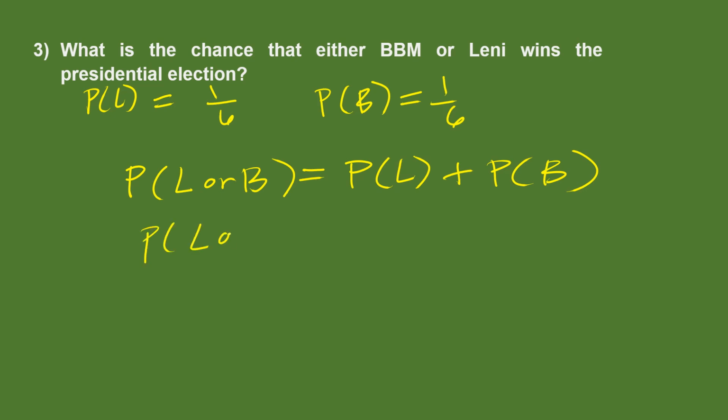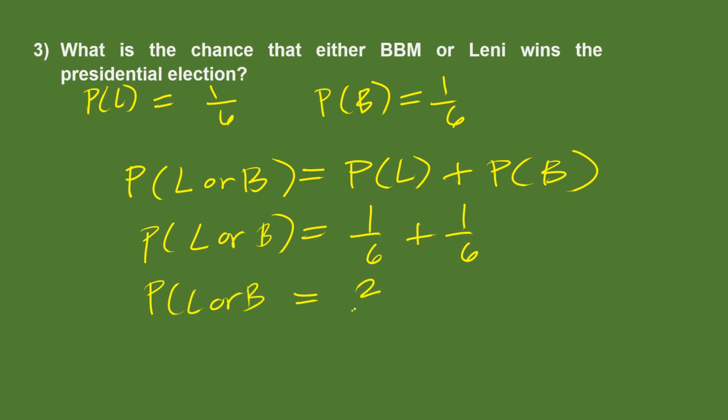So the probability of L or B is equal to 1/6 plus 1/6, which is equal to 2/6. If we get its percentage form, there is a 33.33% chance that either BBM or Lenny will win the presidential election. So that is for disjoint outcomes. We use the addition rule for disjoint outcomes.